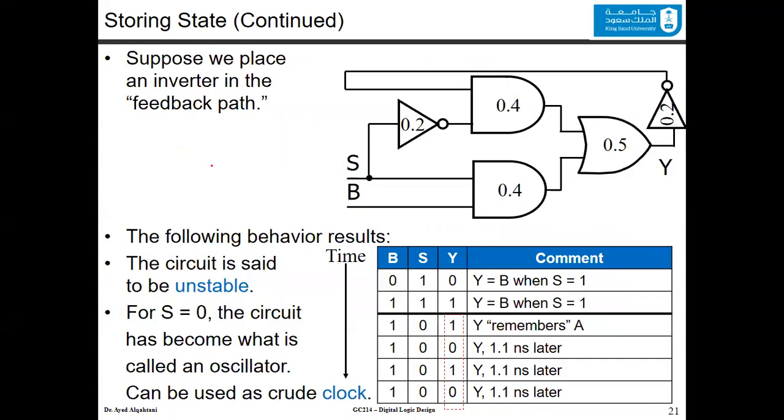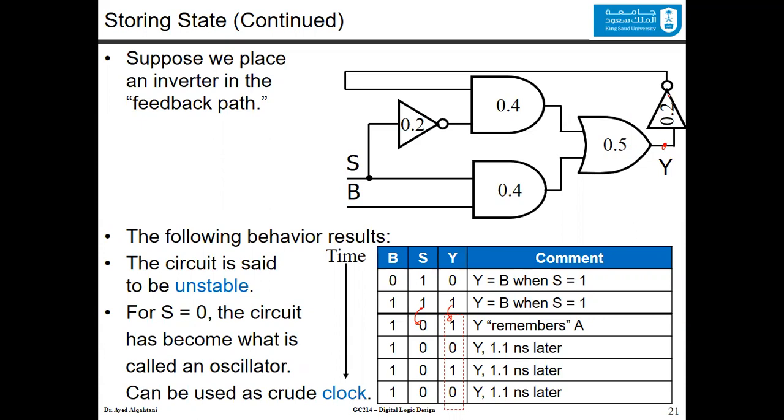Now, suppose we place an inverter in the feedback. So we place this inverter here. Now, here is the behavior that will happen. Suppose that the selection line is 1. Since the selection line is 1 in the first 2 rows, whatever the value of b, it will be reflected in the output. Now, after that point of time, we change the selection from 1 to 0. Because of this change, y will keep its old value.